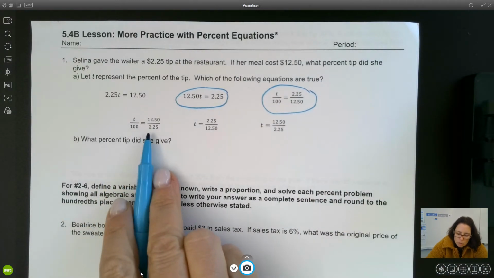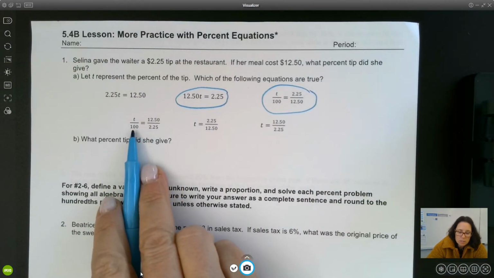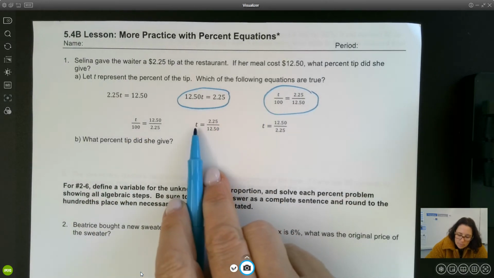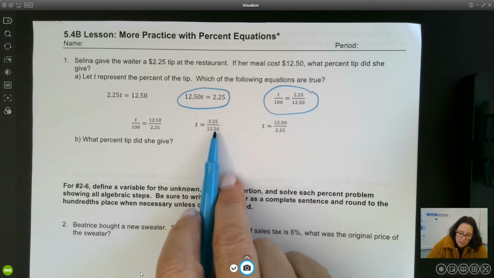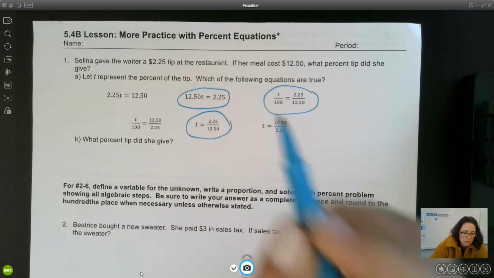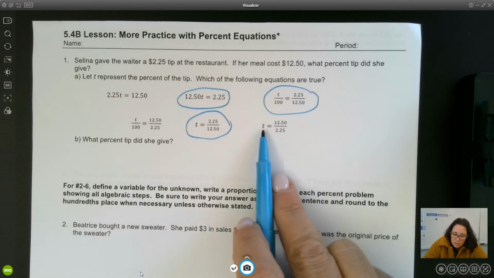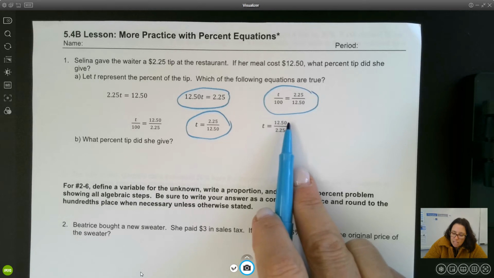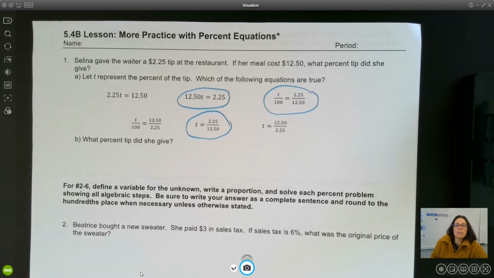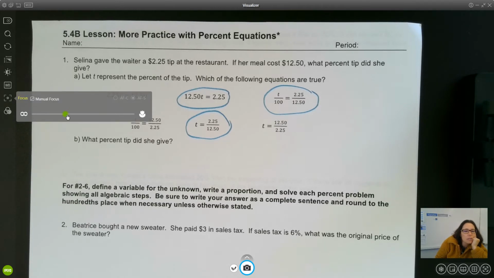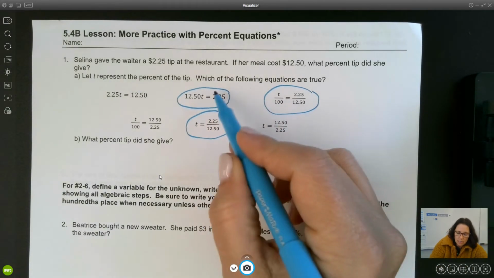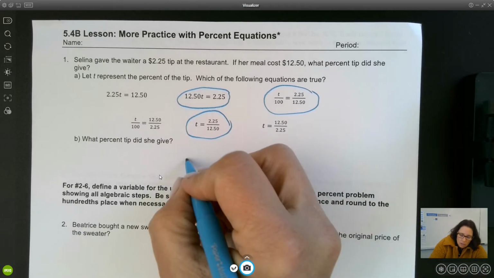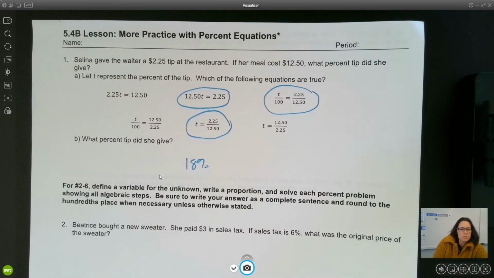This one, no. $2.25 was not the 100%. No, that one's not good. This one, the percent of the tip is the tip money divided by the total money. That can work, yeah. This guy, the percent of the tip equals the total money divided by the tip money. No. Okay, so what percent of the tip did she give? If you calculate any of these three, you're going to get 18%.